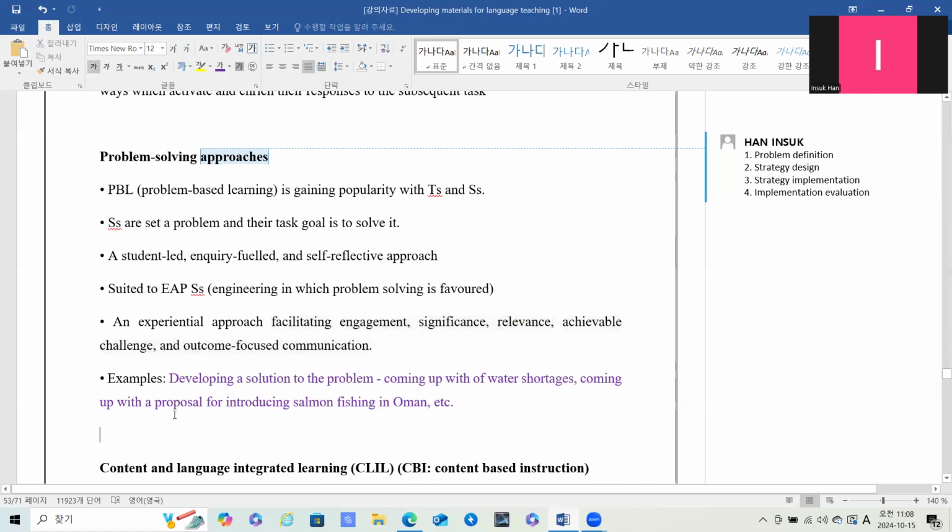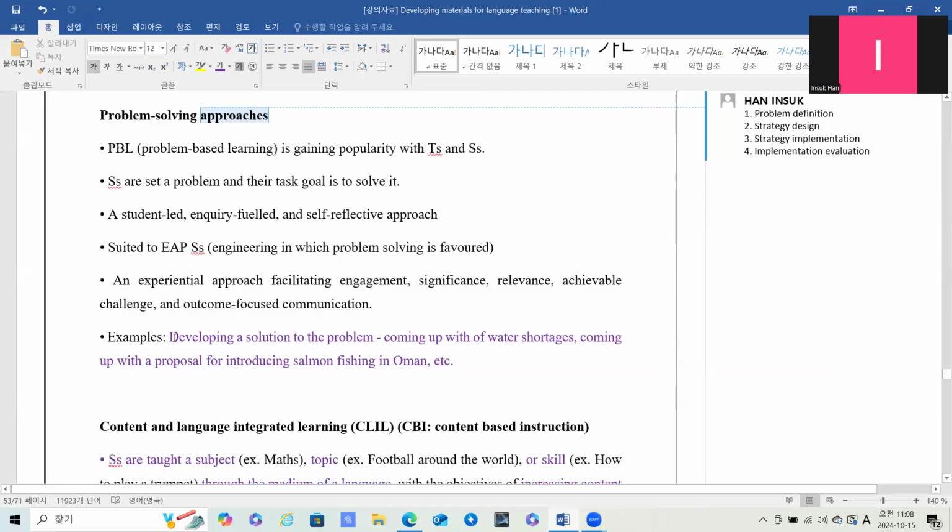Let's look at the examples of PBL. For example, developing a solution to a problem. So coming up with a solution to a water shortage, or coming up with a proposal for introducing salmon fishing in Oman, etc. Depending on the students' level, you can also organize very simple but very interesting problems or issues.